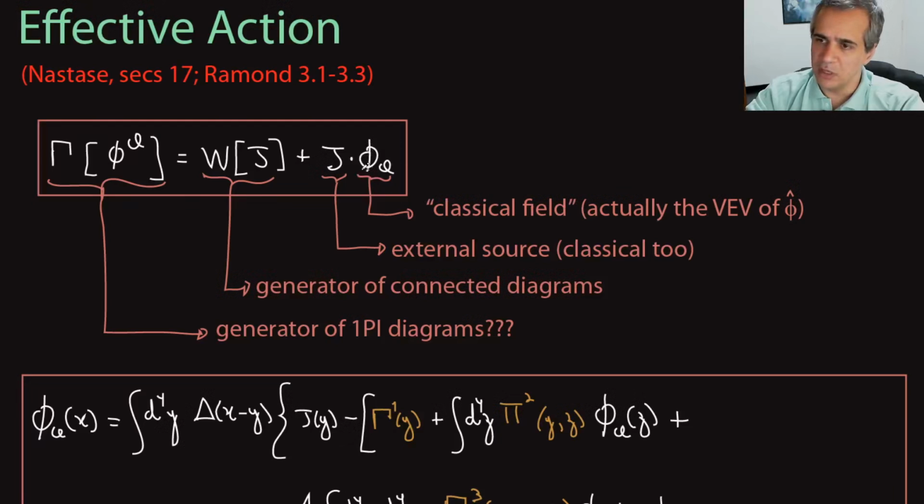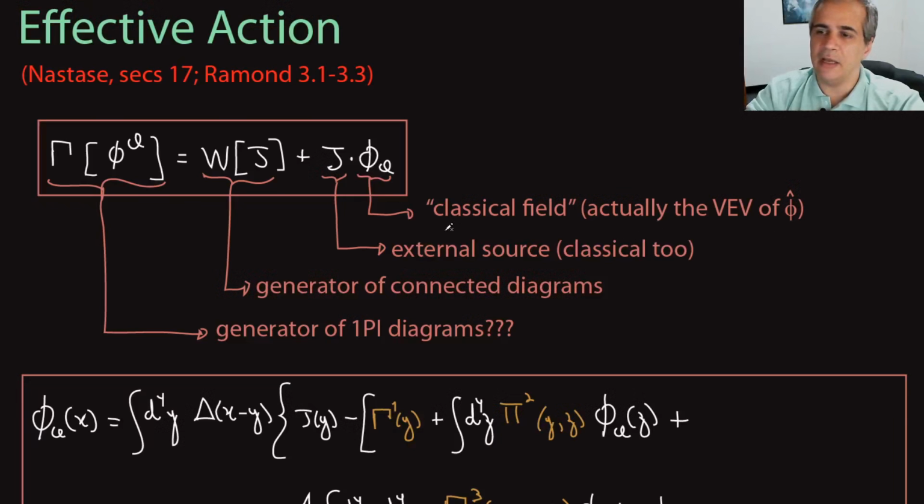The first thing I did was to find which is the conjugate variable to J in this transformation. And I found this classical field, which is a name that can cause some confusion. This is actually the VEV of the quantum field, the expectation value of the field in the ground state of the system, in the vacuum.